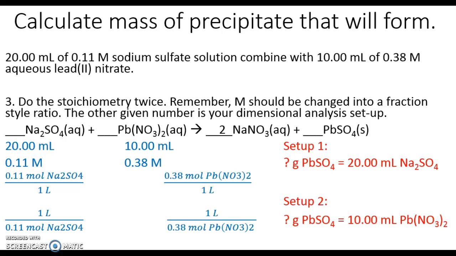Therefore, my setups will be, since I want to know the mass of the precipitate that will form, since lead 2 sulfate, the solid product, is my precipitate, I'm solving for that. How many grams of lead 2 sulfate will be equal to, and we have two setups, one equal to 20 milliliters of the sodium sulfate and the other equal to 10 milliliters of the lead nitrate.